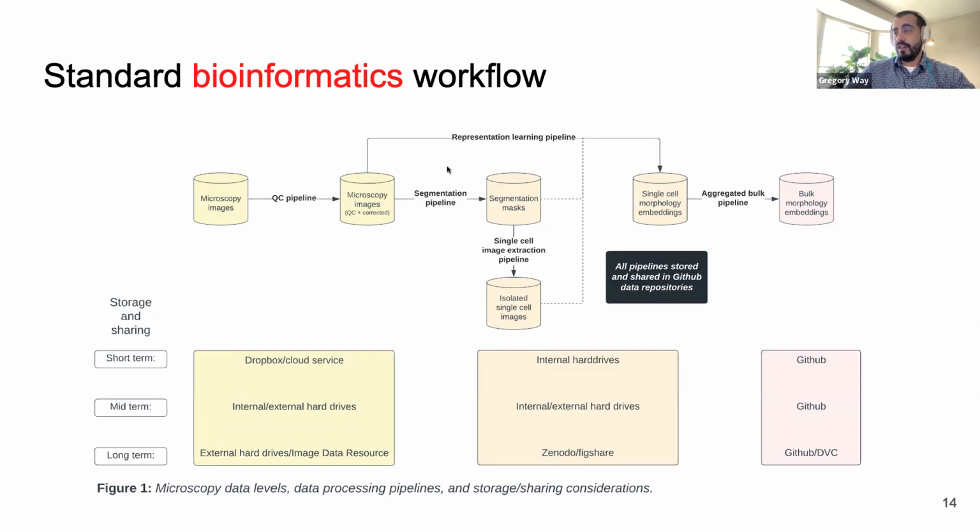But essentially, this process of representation learning extracts these morphology features from the images. And that's the conversion to this matrix, where we arrive at single cell morphology embeddings that we then apply an additional bioinformatics pipeline to further refine the signal that we're receiving from these data.